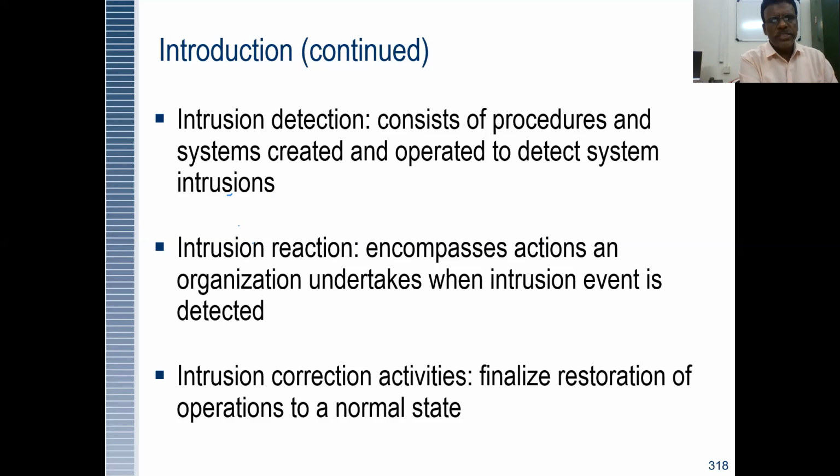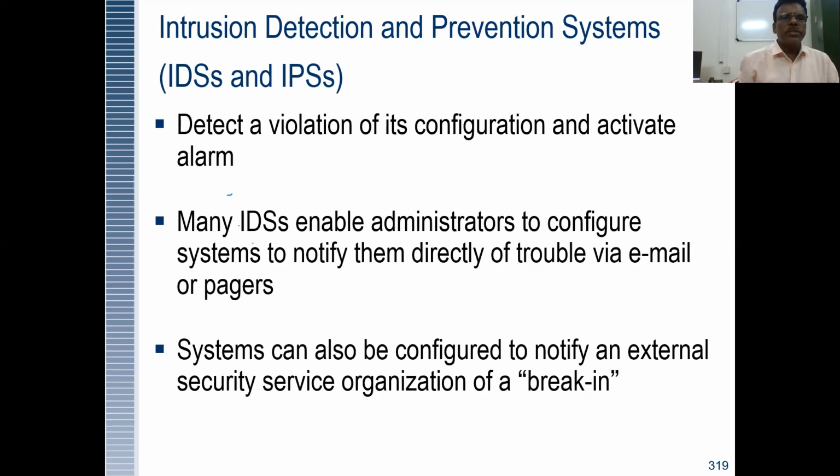The second one is reaction, which encompasses the actions the organization readily undertakes, and you can find out the chances of detection so that the intrusion does not spread further, and no effect takes place at a later stage. Once intrusion detection, intrusion reaction, and the correction activities are done, you have to finalize the restoration of operation, bringing the whole network back to the normal stage in a secure manner.